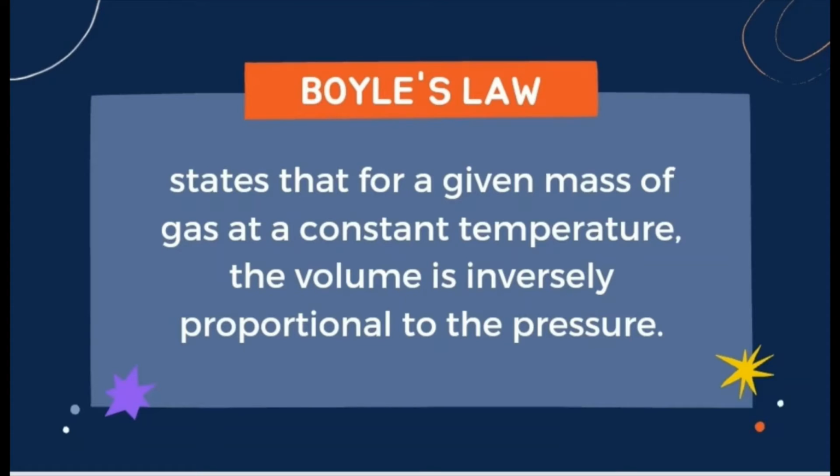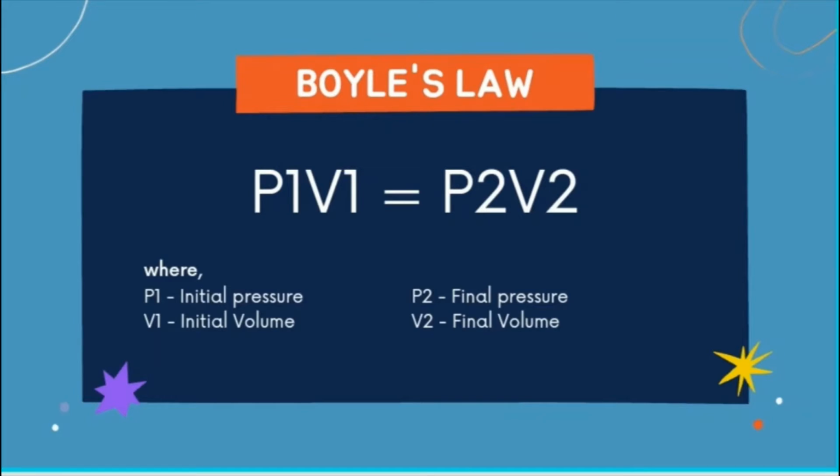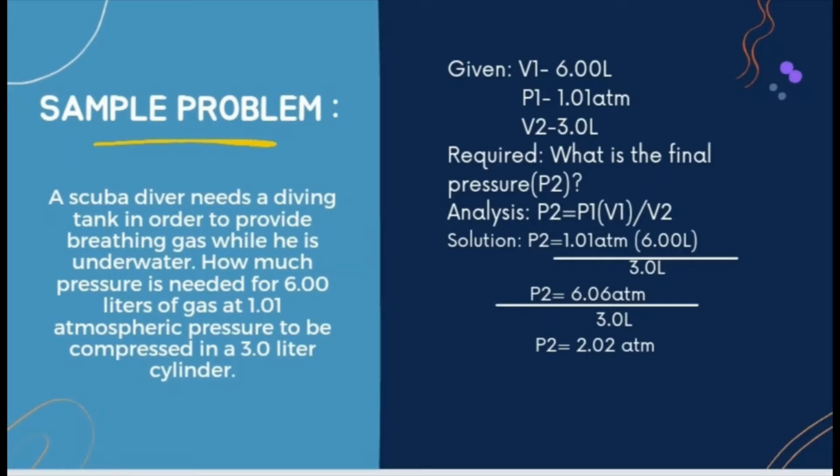Boyle's law states that for a given mass of gas at constant temperature, the volume is inversely proportional to the pressure. Boyle's equation: P1 V1 = P2 V2, where P1 is the initial pressure, V1 the initial volume, P2 the final pressure, and V2 the final volume.